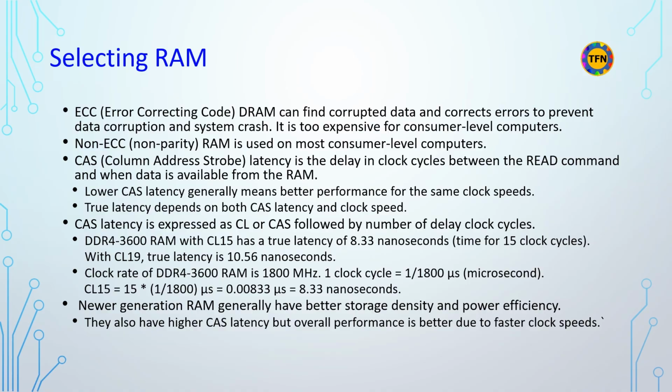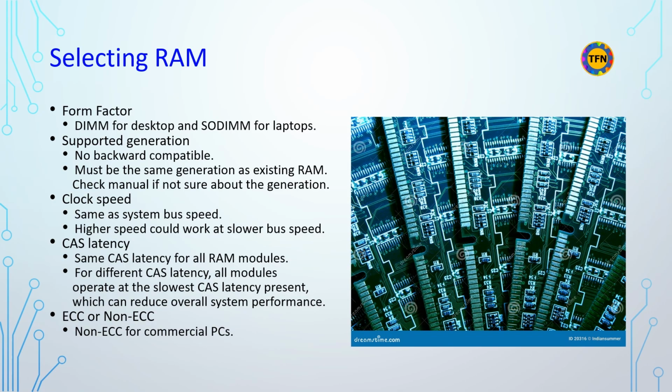Newer generation RAM generally have better storage density and power efficiency. They also have higher CAS latency, but overall performance is better due to faster clock speeds. We can select a suitable RAM module with the technical information we have so far. For form factor, it is obvious that DIMM is for desktops and SO-DIMM is for laptops. As only one generation of RAM is supported by a motherboard, we don't have any choice. It must be the same generation as existing RAM. Check existing RAM and PC specifications if not sure about the generation.